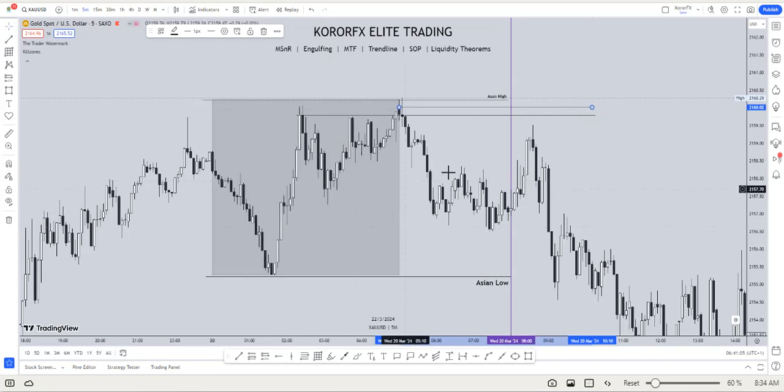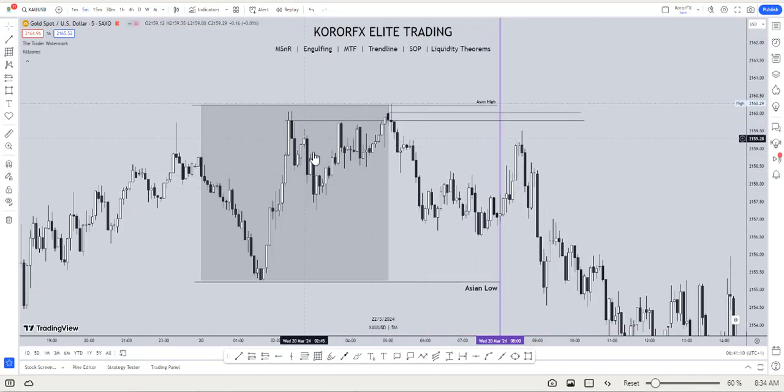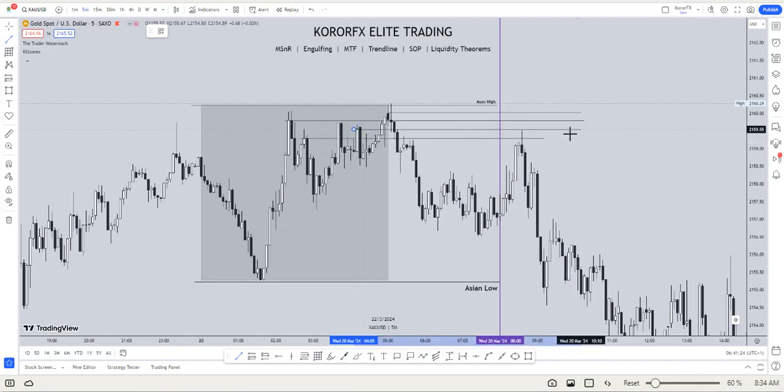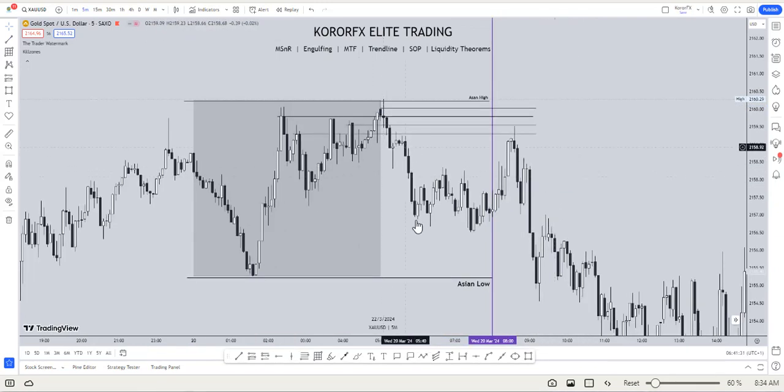Okay, so we got this one, and then we also have another MTF here, and another SNR here. So we make these SNRs now, and we know exactly where price will touch.